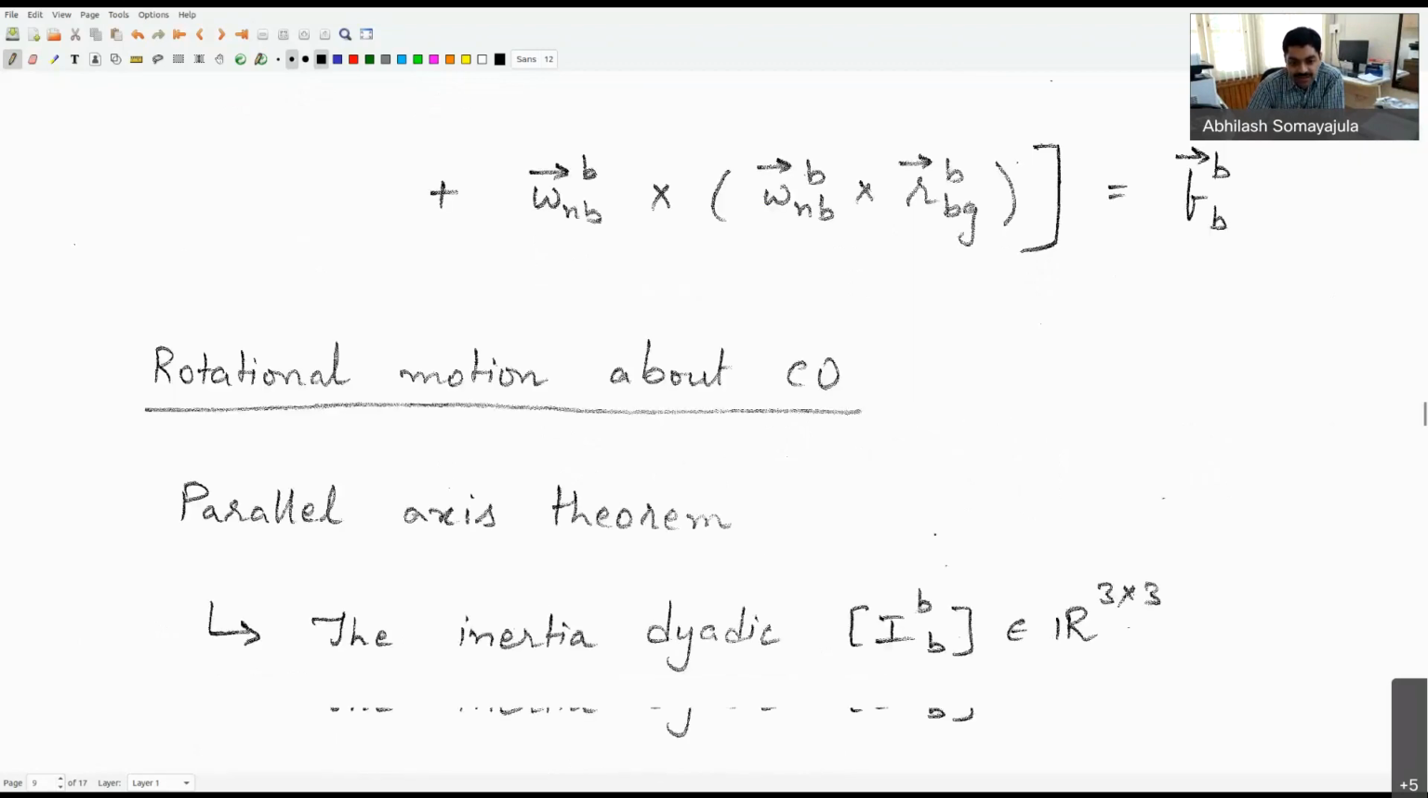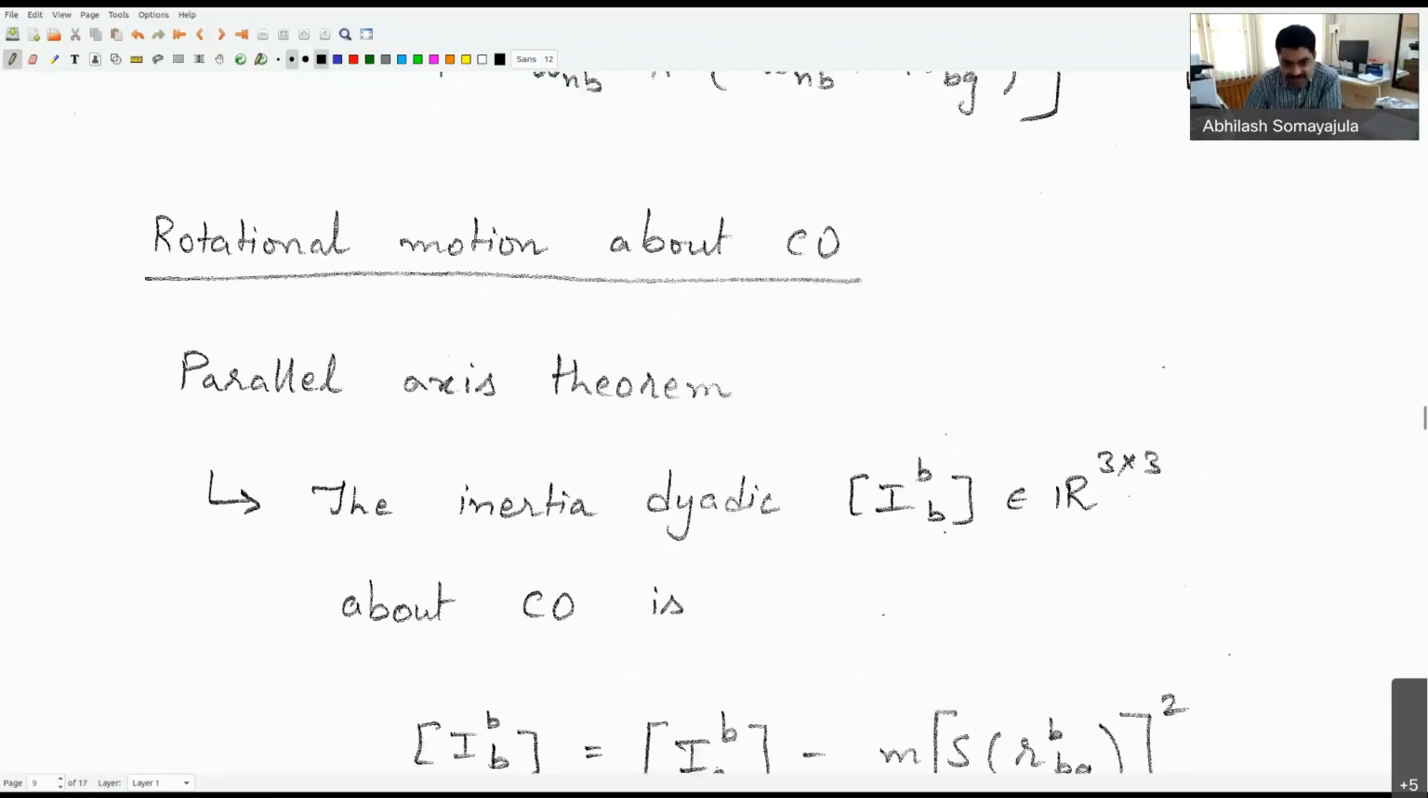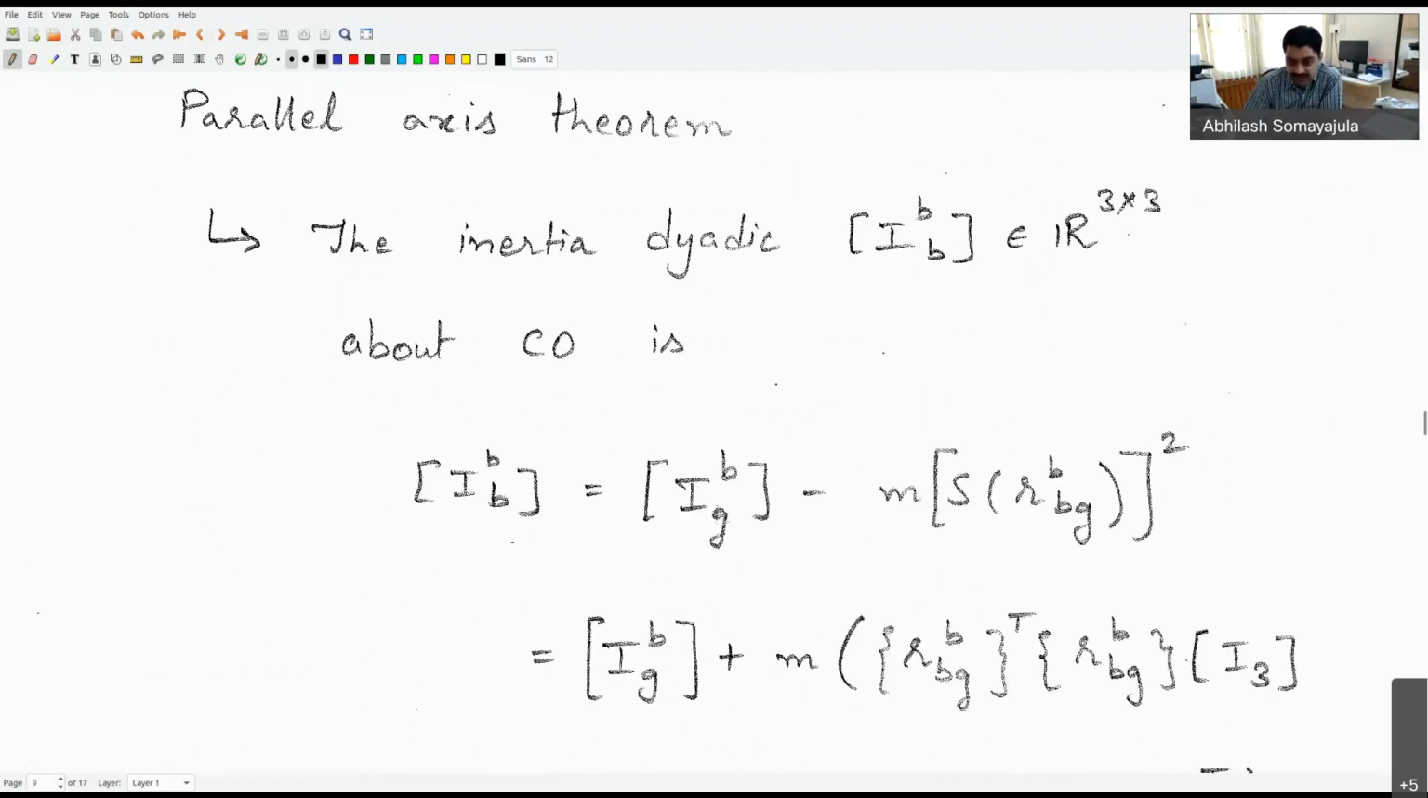The rotational matrix is again the same idea, and I think we already talked about this, that IBB is IBG minus MS of RBG square. We already saw this, and we also considered a 2D example to make sure that it's making sense, that this is actually nothing but the parallel axis theorem.